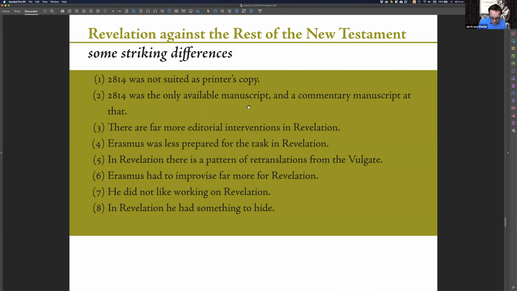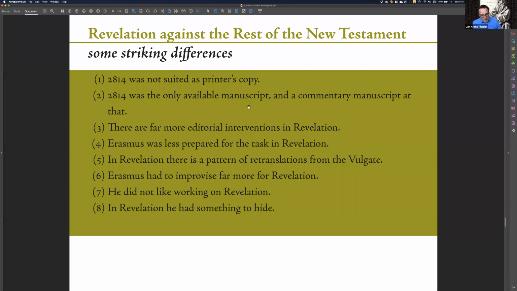If you contrast what Erasmus did to Revelation with what he did with the rest of the New Testament, it shows, even just by way of conclusion actually, right? It's worthwhile to enumerate the points at which Erasmus' treatment of the Greek text of Revelation differs markedly from the rest of the New Testament.